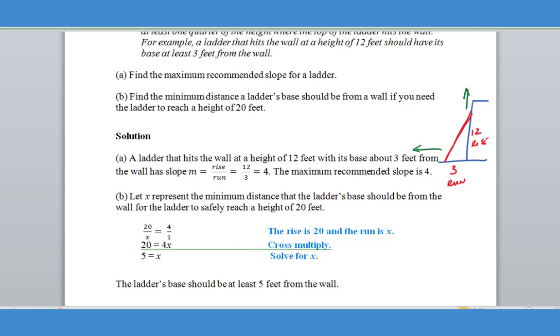So some of y'all may remember proportions from Algebra 1. You can see in Part B solution we set up a proportion of 20 over x, where x is representing the distance from the wall, equals 4 over 1, and then we're going to use cross products, or what you may know as cross multiplication, thus giving us a value of 5. And so we should really be 5 feet away from a wall to safely be 20 feet up the height of the wall. And so that's a good basic application problem.